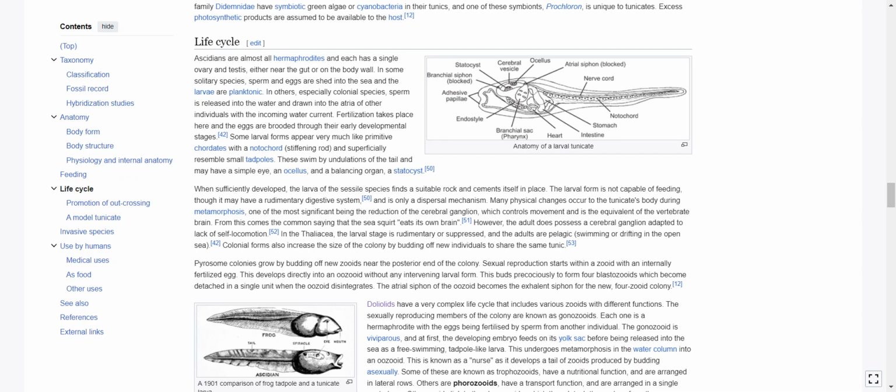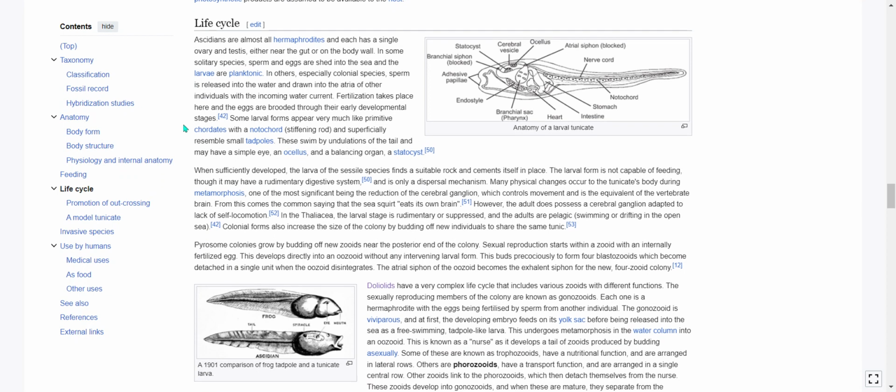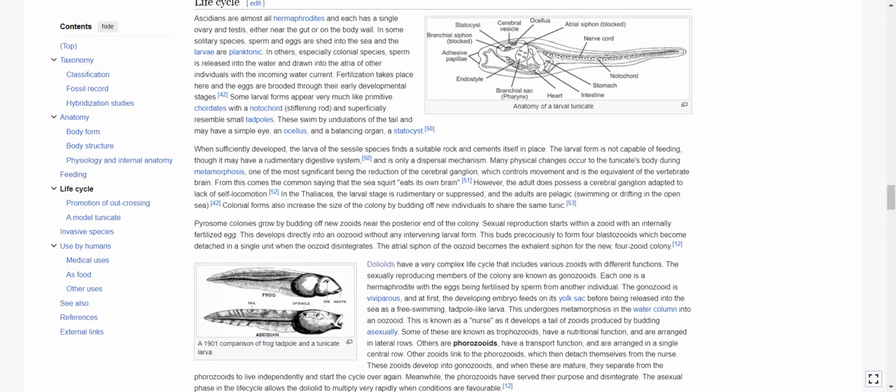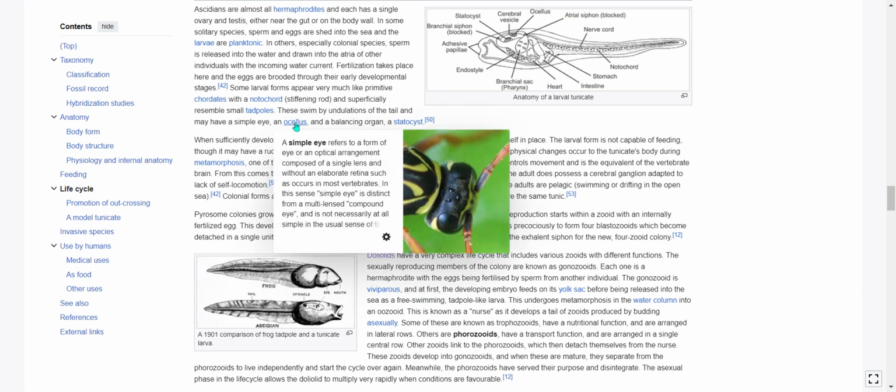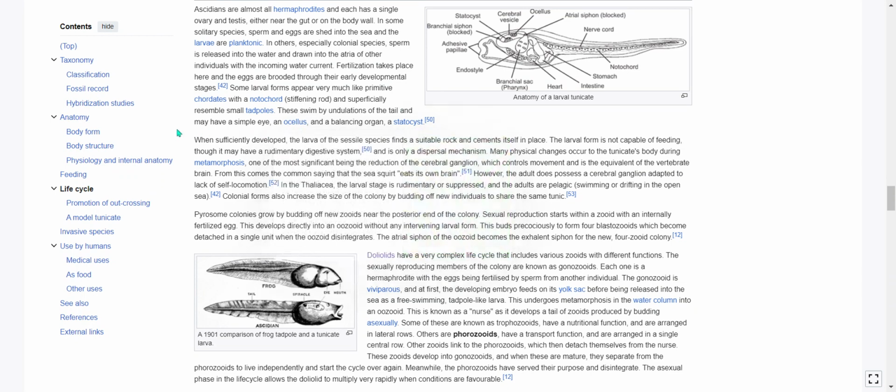In others, especially colonial species, sperm is released into the water and drawn into the atria of other individuals with the incoming water current. Fertilization takes place here, and the eggs are brooded through their early developmental stages. Some larval forms appear very much like primitive chordates with a notochord, stiffening rod, and superficially resemble small tadpoles. These swim by undulations of the tail and may have a simple eye, an ocellus, and a balancing organ, a statocyst.